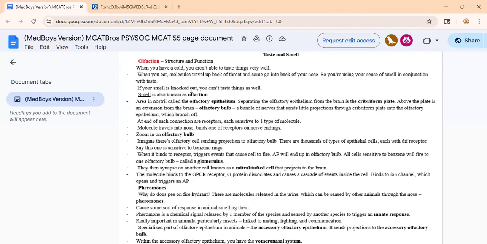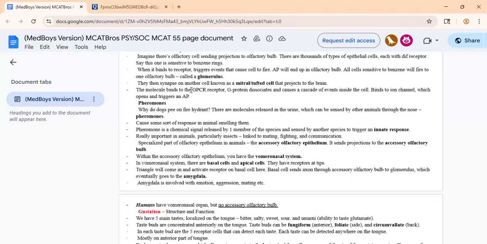Olfaction, every time I think of olfaction, we're thinking about smell. Olfaction, we're always going to think about it as smell. And I think the main thing to know when it comes down to smell is pheromones. So pheromones are basically our scents. Humans also have this smell as a way that this sense could trigger innate response, could help with mating, fighting, and communication.